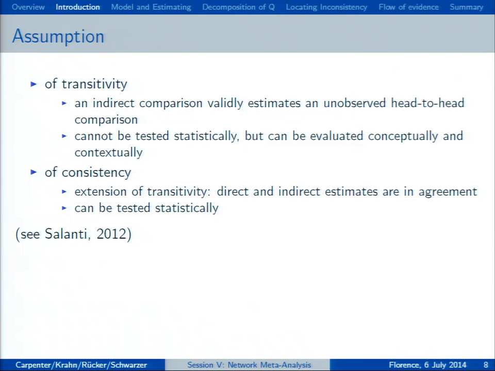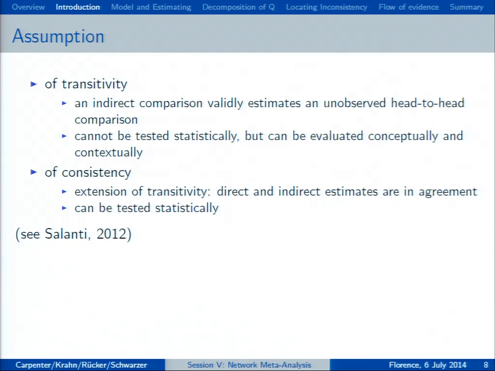But in contrast, we can assess the so-called consistency, which is an extension of the transitivity, meaning that the direct and the indirect estimates are in agreement. So this can be tested if we compare the direct and the network estimates, taking the corresponding variances into account.